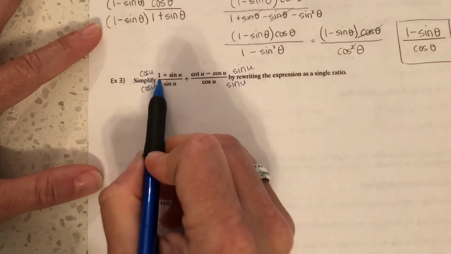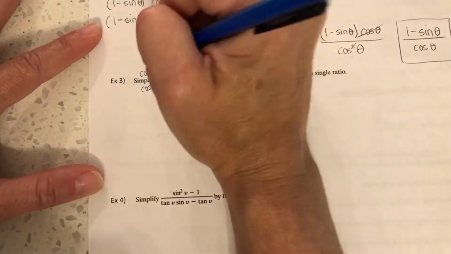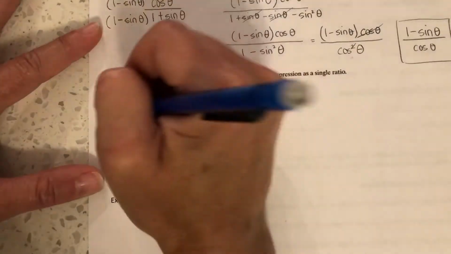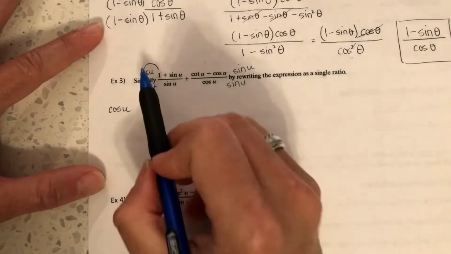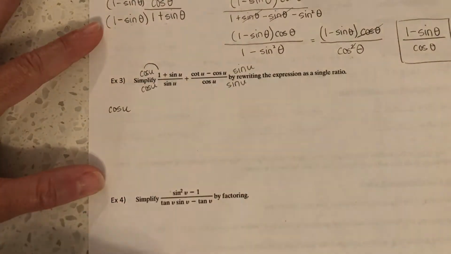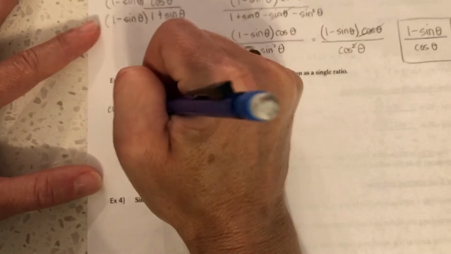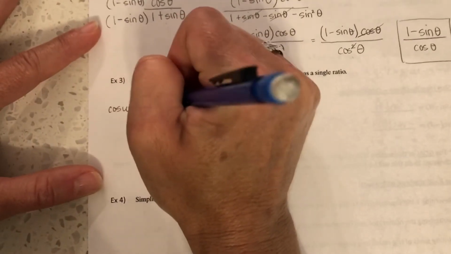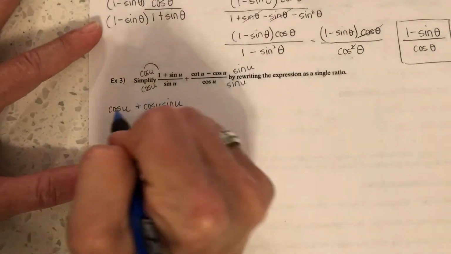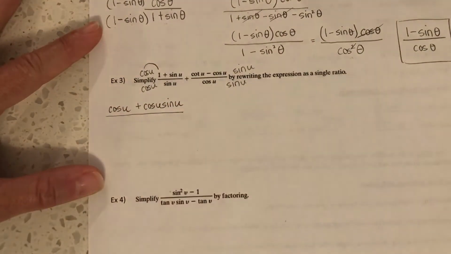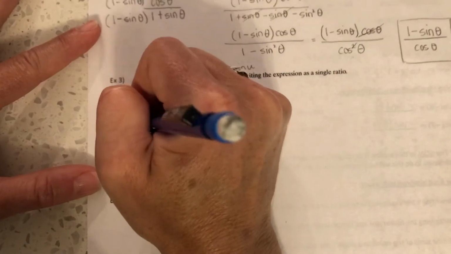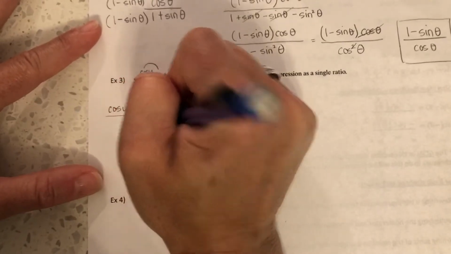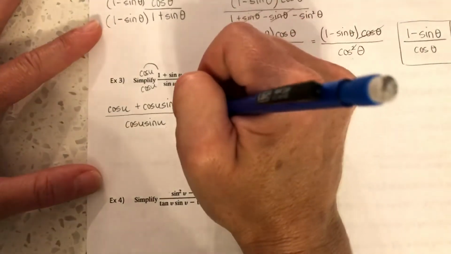So if I multiply the top of this fraction by cosine u, cosine u times 1 is cosine u, right? Okay, cosine u times positive sine u is going to be positive cosine u sine u. And then it's going to be over, now my denominator will say cosine u times sine u.